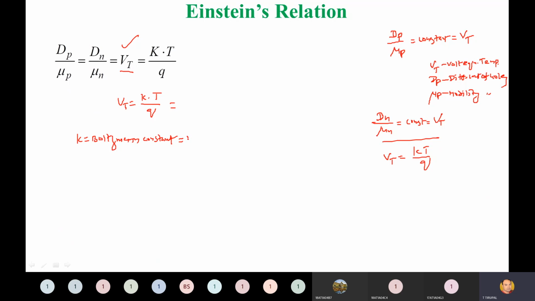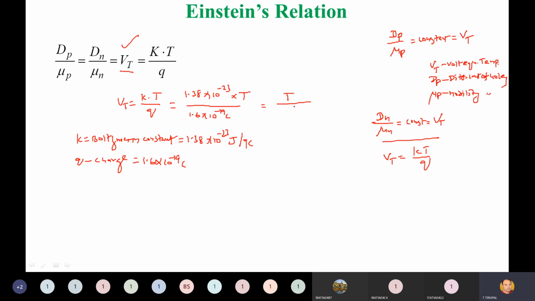It is equal to 1.38 into 10 power minus 23 joules per degree Kelvin. Q is called charge. Charge is given by 1.6 into 10 power minus 19 coulombs. Substitute all the values here. K 1.38 into 10 power minus 23 into capital T in degree Kelvin divided by 1.6 into 10 power minus 19 coulombs. So final answer you get capital T divided by 11,600.